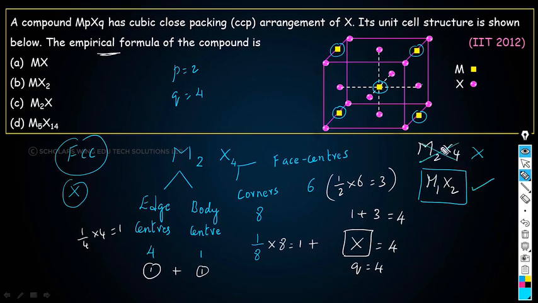This is the molecular formula, but this is the empirical formula. Once again, I'm telling you. So this is the right answer. Therefore, where is the right answer? MX2. In other words, it is MX2. Where is it, my dear? B, right?